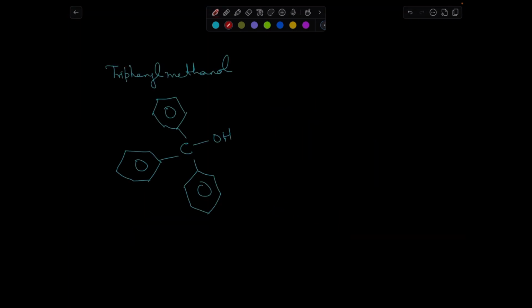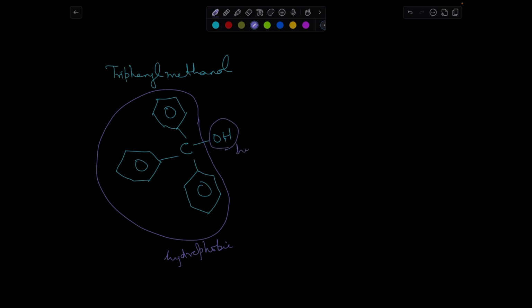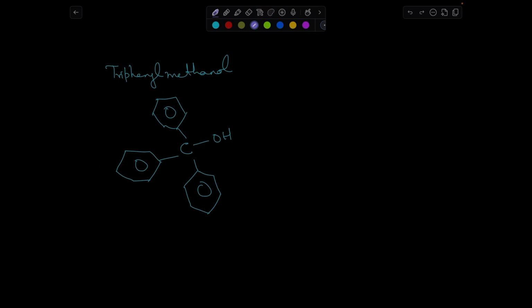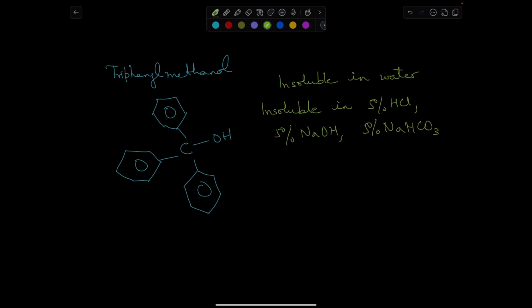Now triphenylmethanol, if you see this, you can say that this is the hydrophobic part, which is so bulky, and this is the hydrophilic part. So we can expect triphenylmethanol to be insoluble in water. So if it's insoluble in water, it's also going to be insoluble in aqueous HCl, NaHCO3, and NaOH. Triphenylmethanol in concentrated sulfuric acid is soluble and it forms the cation.